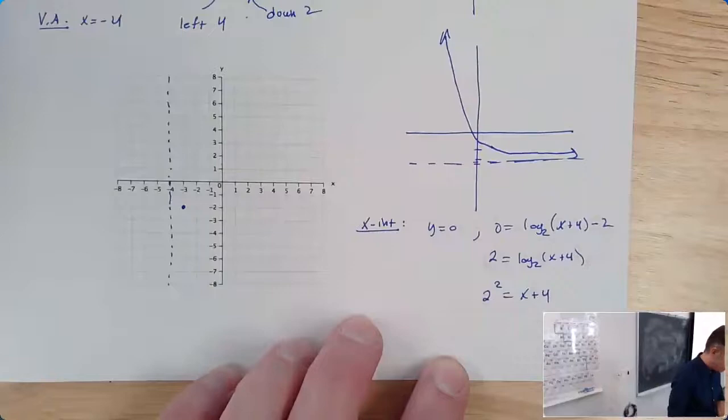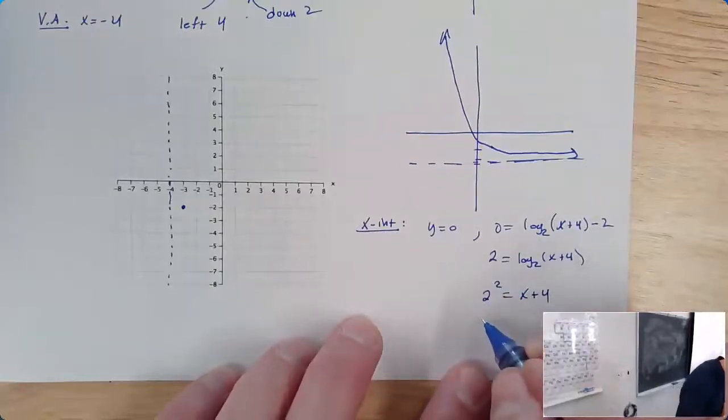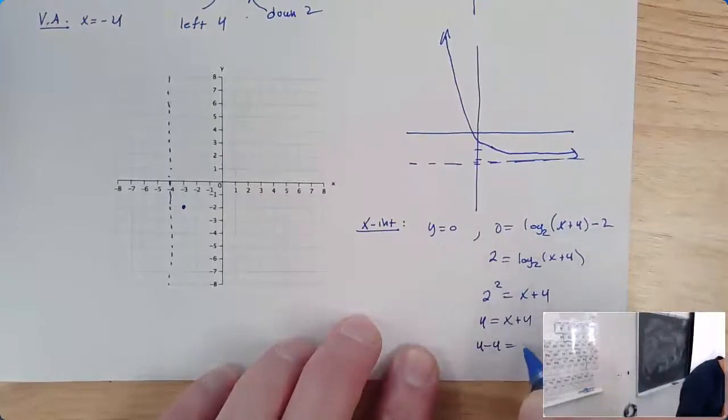Really? 0, 0 again? Who thought about this? Not me. So then, that's not true. 4 equals x plus 4. So 4 minus 4 equals x. So x equals 0.